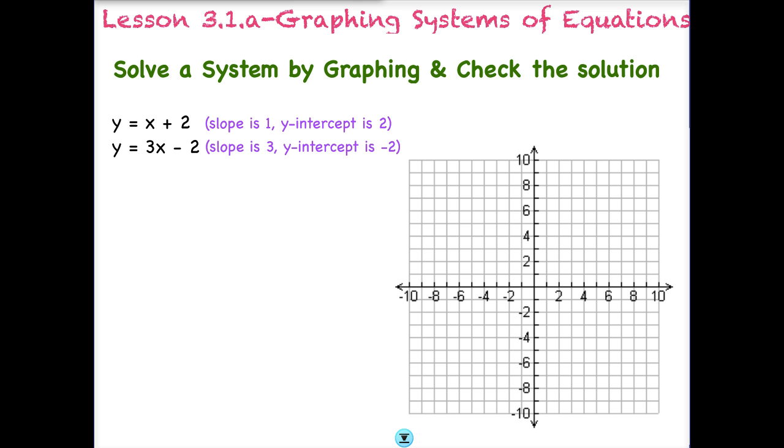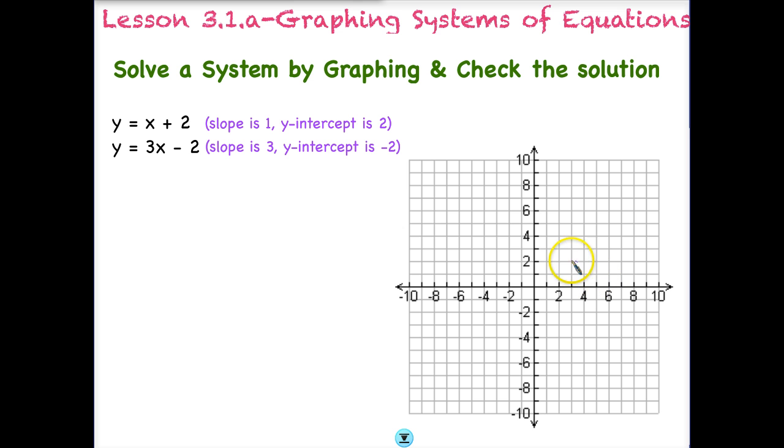And notice that I went ahead and put in the slope for you and the y-intercept. So we can see that our slope is 1, since there's a 1 in front of the x, and a y-intercept of 2, and that's our number out here. In the second equation, the slope is 3, and the y-intercept is negative 2. So given to us like that, they're very easy to graph. So let's go ahead and graph these two equations.